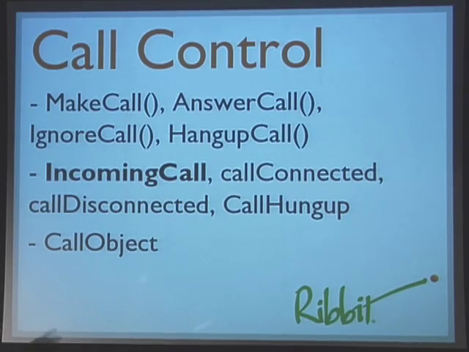So when you integrate a third-party API, it really should be as simplistic. So I wanted the method names to reflect what they were actually doing and not some obscure method name that you're going to have to figure out what that does, right?